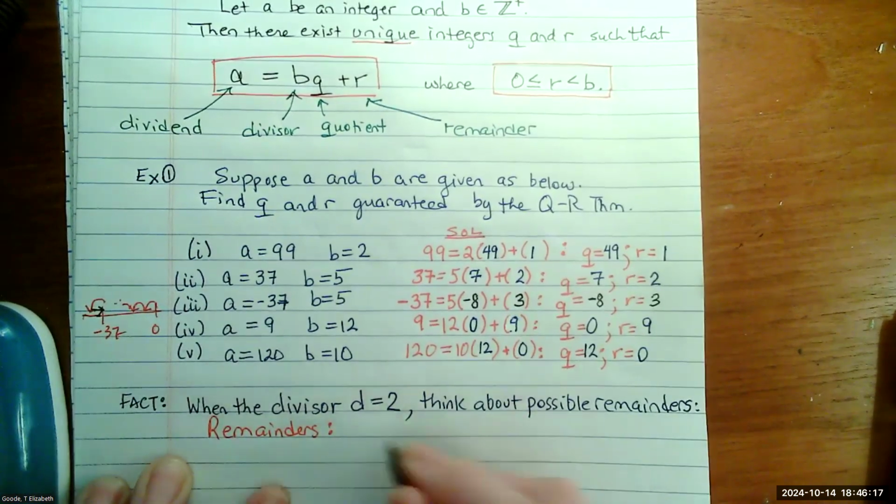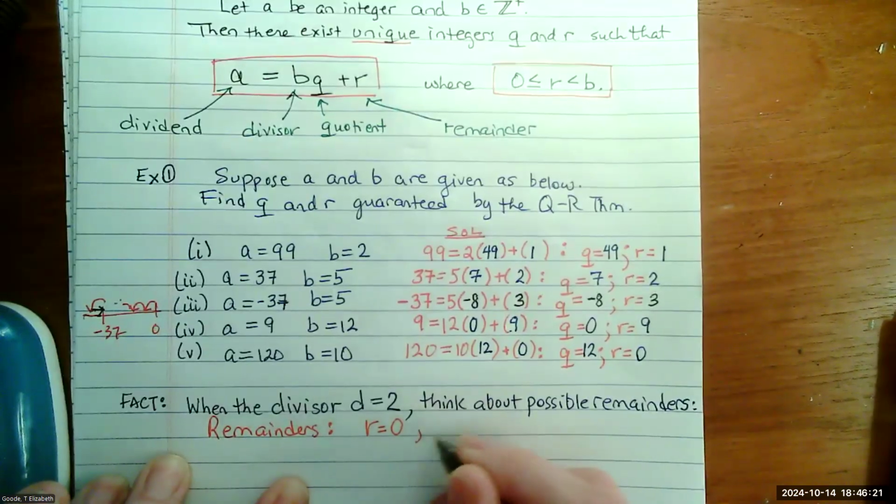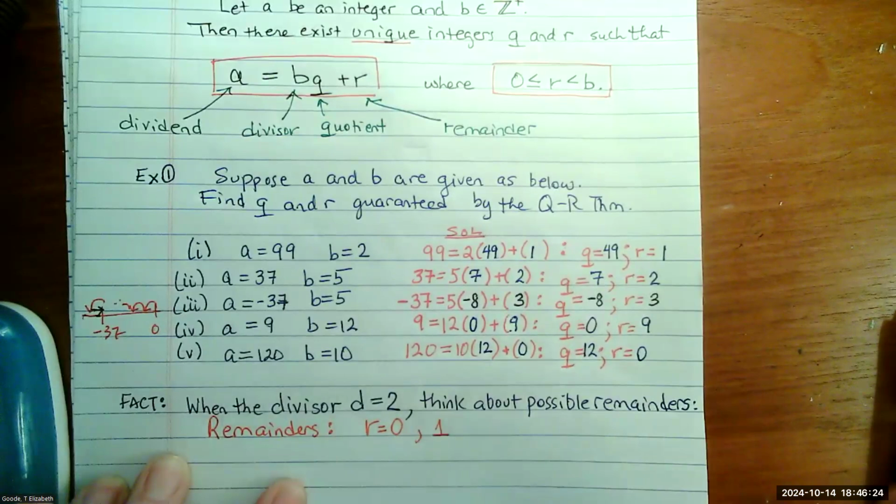0 and 1. Exactly. There are only 2 possible remainders. And, you know, that makes sense when we think about what happens when we look at integers and we ask, is that integer divisible by 2? If it is, it's an even integer. If it's not, it's an odd integer.